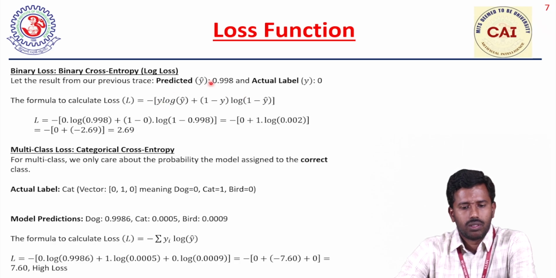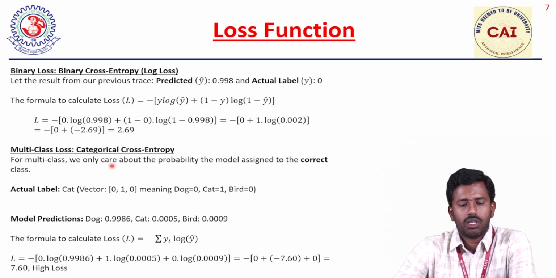So the predicted value from the previous example is 0.998, which is near to 1, but the actual value is 0. Here itself it defines that the actual value is 0, but the model is predicting it as 1. So it is a misclassification, and by applying the mathematical equation we can see how much loss it provides. Taking the actual value y as 0 and the predicted value as 0.998, the final loss is 2.69, which is very high.